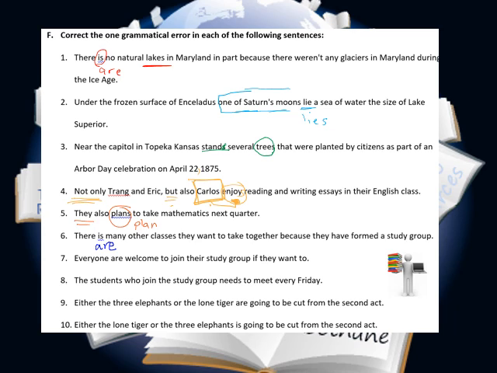Do we look at there when we see it in a sentence? We never look at there or here. It's one of the rules. We must see what they are talking about. What noun are they talking about? Classes. So we must use the plural verb are.